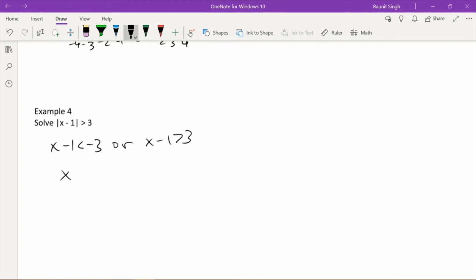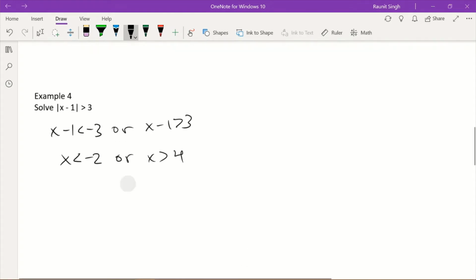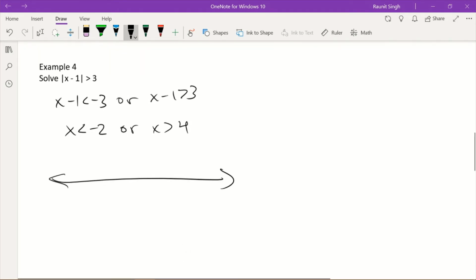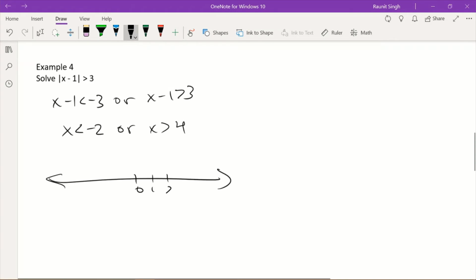Add 1 to both sides, and you get x is less than negative 2, or x is greater than 4. So then you would just graph it on a number line. So we have 0, 1, 2, 3, 4, negative 1, negative 2, negative 3, and negative 4.